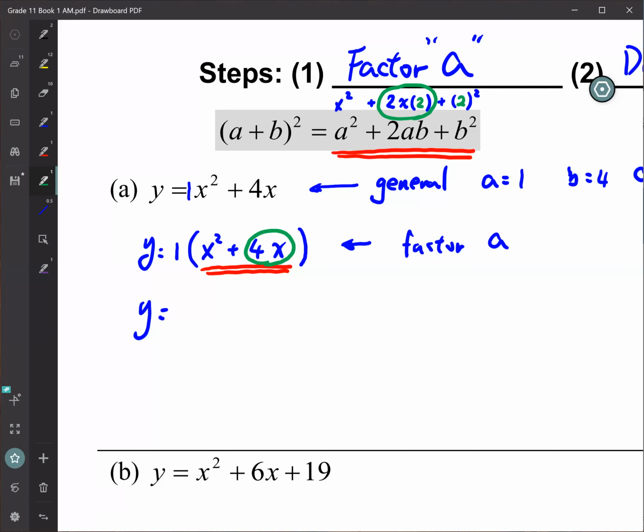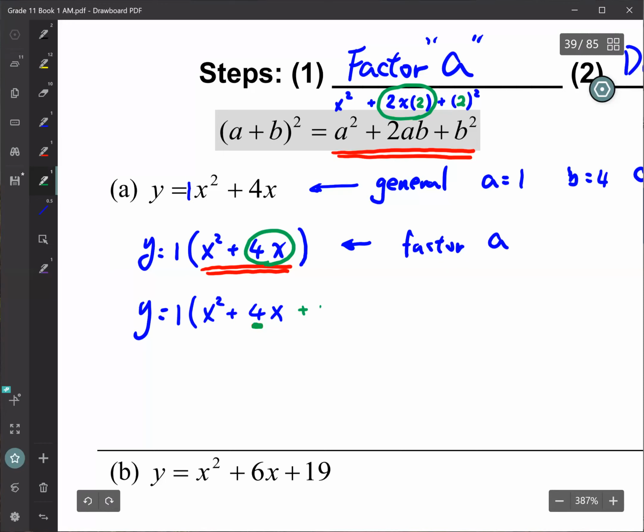Okay, so the next step is to take the number. I'm copying the first part first. You take the middle number, because the question has a 4, right? You take that number divided by 2. Okay, I'll use the green. Take the 4, divide by 2, and then add it at the back. So 2 squared. So this step is called the divide by 2.